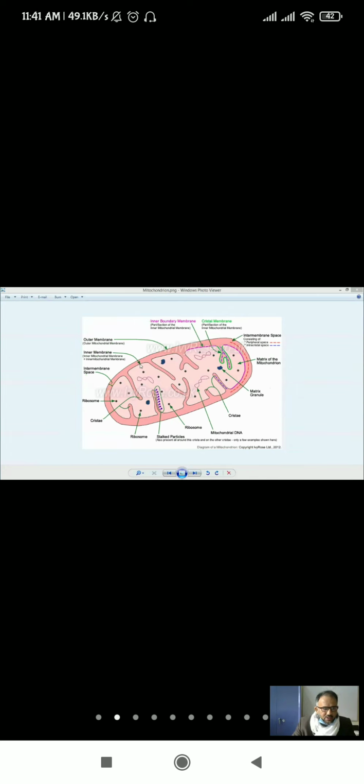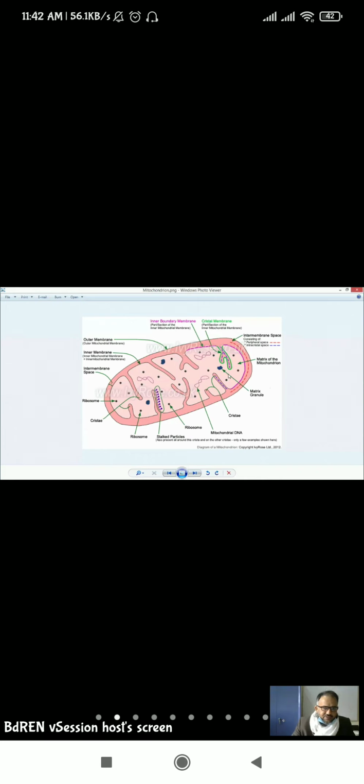And the inner membrane is folded, and makes structures like these. This structure is called Christie. Okay. This structure is Christie. And then some ribosomes are also present in here, and some matrix, the cellular matrix or matrix of mitochondria.